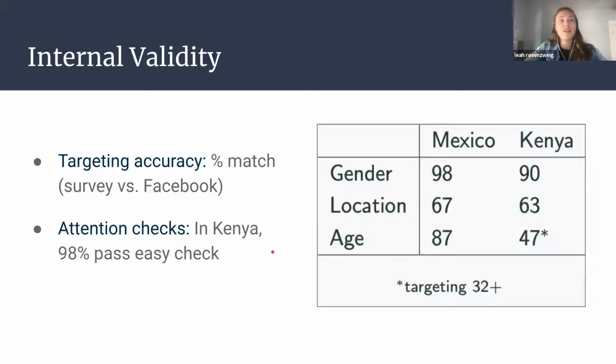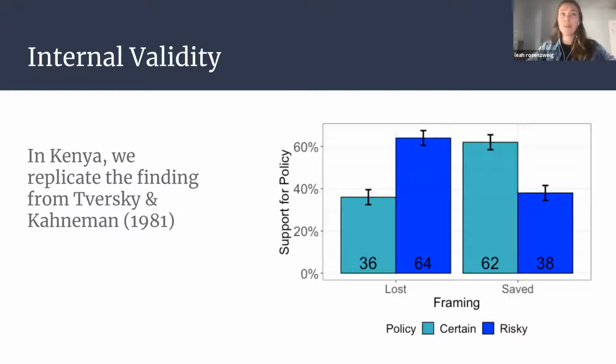Also, in terms of internal validity and quality checks, we had some basic attention checks. In Kenya, I think the one where 98% passed was just asking people to restate their age and then verifying that it was the same age that they had provided in the beginning. So overall, in terms of internal validity, I think Facebook does pretty well.